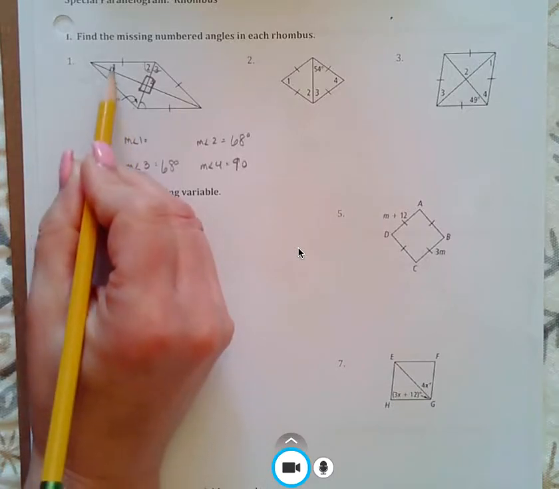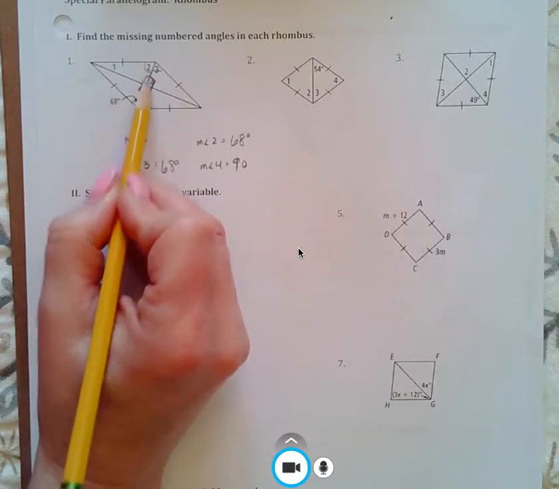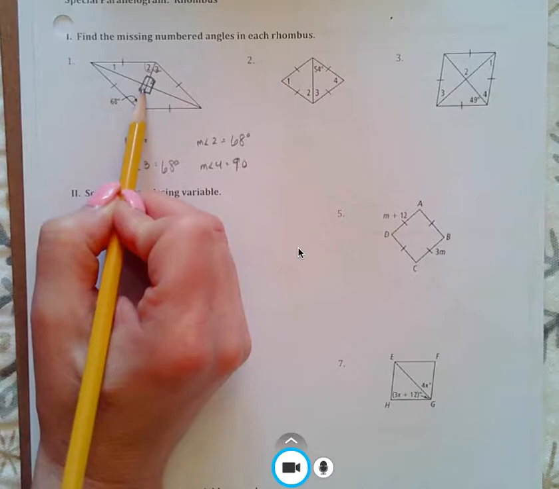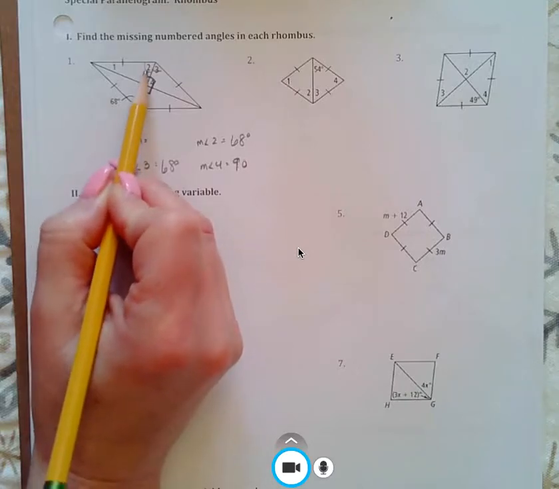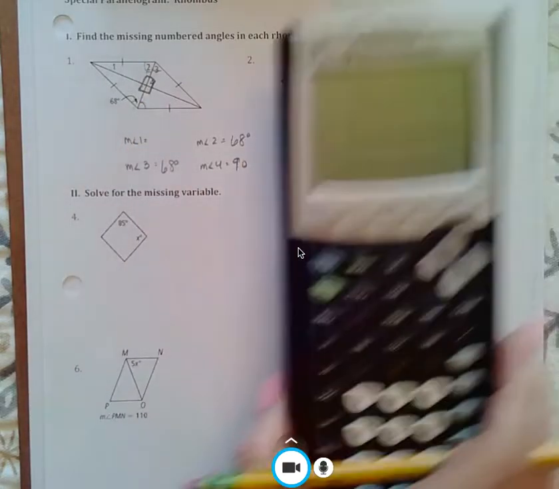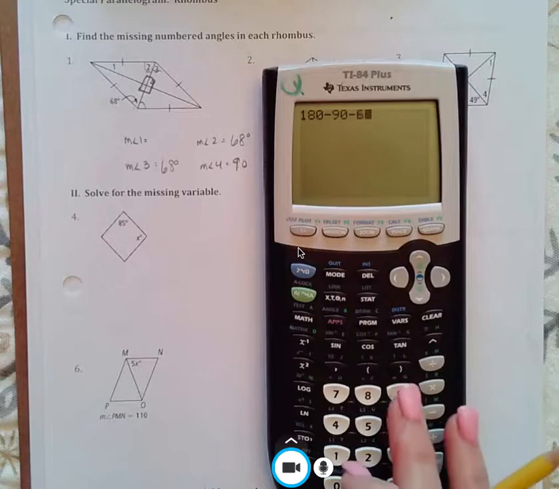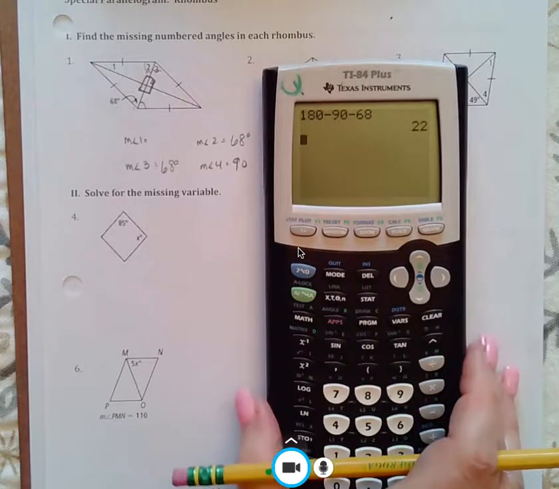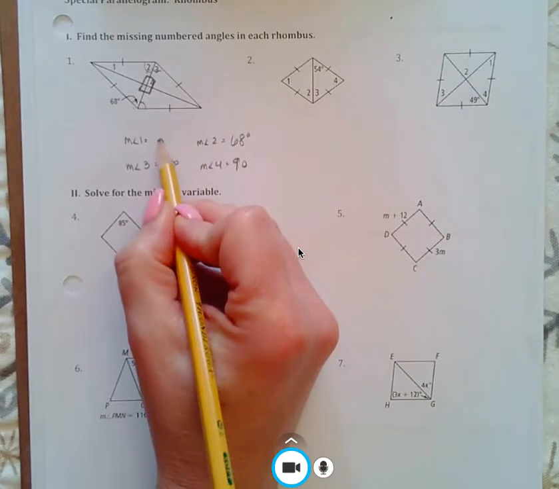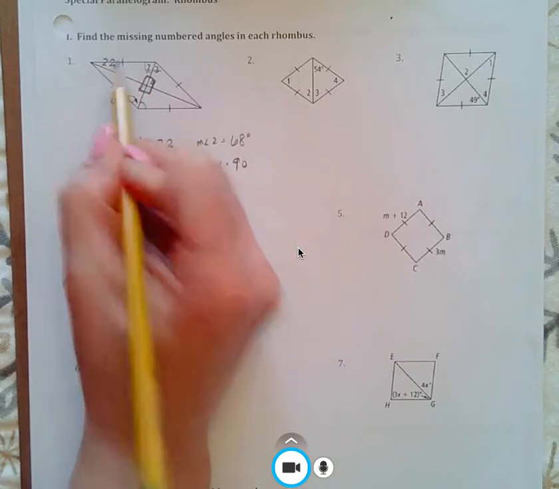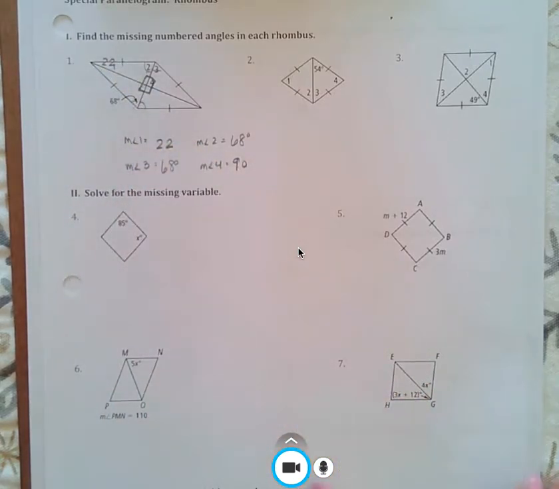Now I have to get to angle 1, so now I can look at this little triangle on the top left. That's 90, that's 68, and that is the rest of that triangle. Let's figure out what that means. So I have my 180, I'm going to subtract away 90 and 68, it's leaving me with 22. Yes, it is 22. Good work. Moving on to number 2.